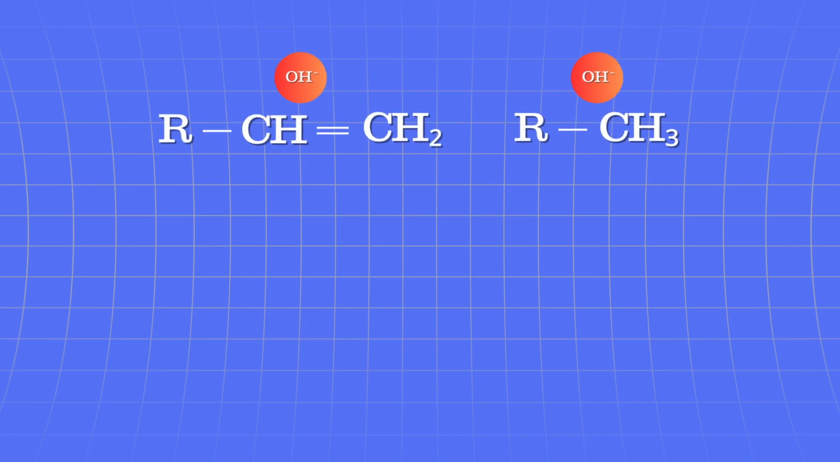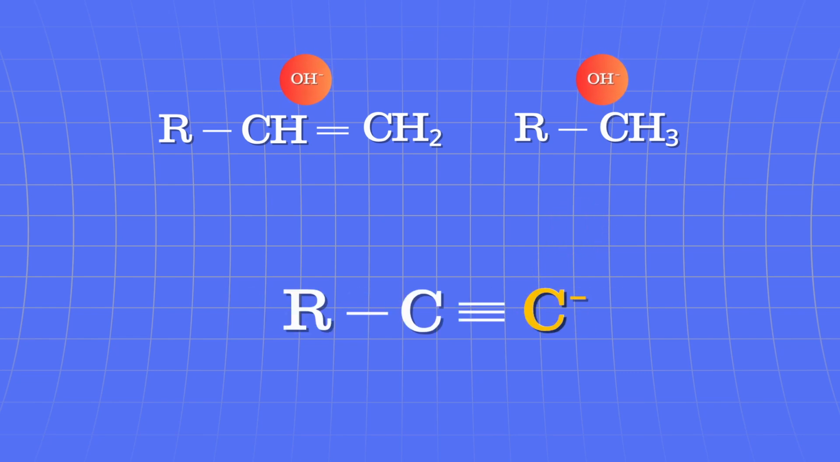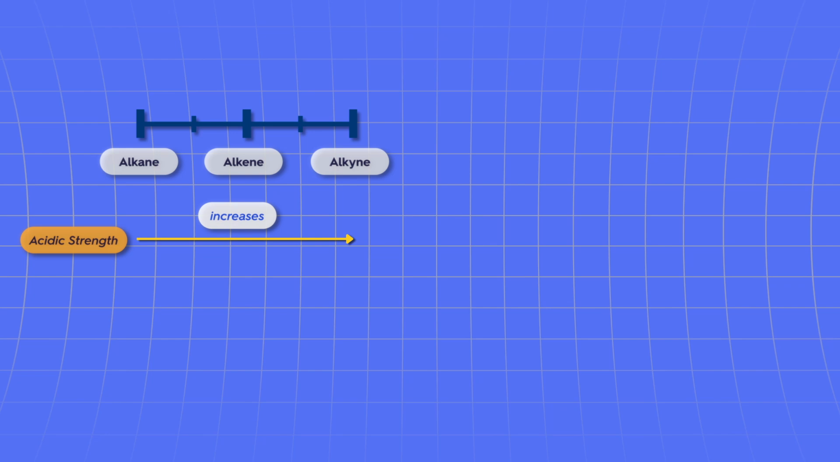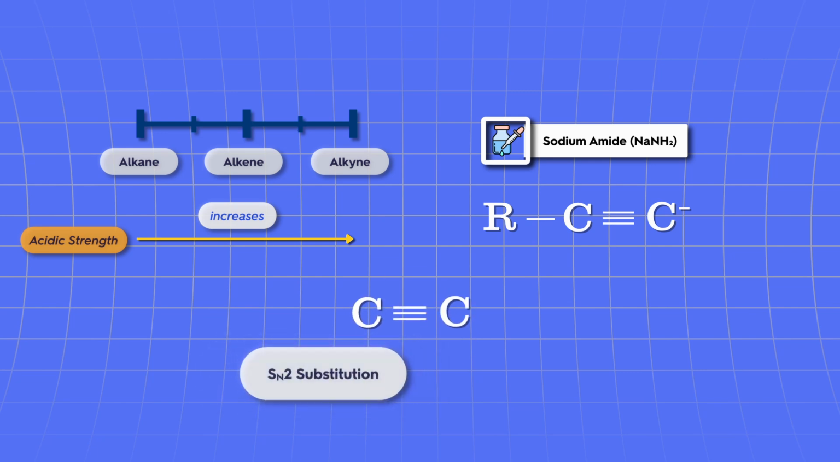Here's a puzzle. Why does a strong base ignore alkanes and alkenes, but easily pull a proton from a terminal alkyne? That surprising difference is the key to powerful carbon-carbon bond building. In this video, you'll learn why terminal alkynes are more acidic than alkenes and alkanes, how to form the acetylide anion, and how that anion creates new carbon-carbon bonds through SN2 substitution and carbonyl addition.